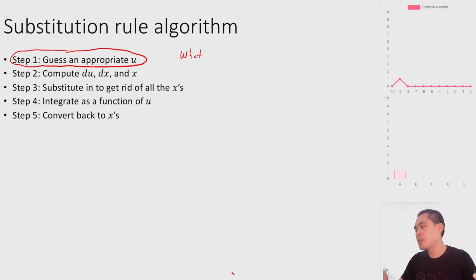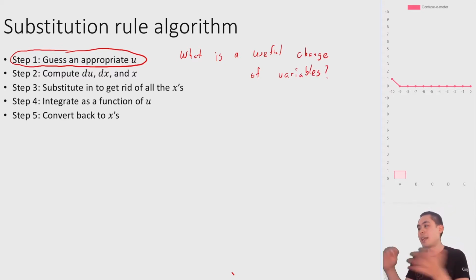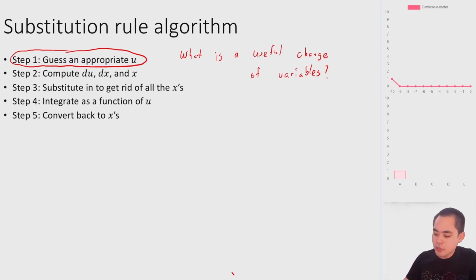The answer is, you don't necessarily know what change of variables is best, but there are a couple heuristics you can use to try to figure out a useful change of variables. They don't always work, and you won't always know whether or not there is a good change of variables, but it is still useful to have a few heuristics. So what is a useful change of variables? By change of variables, I just mean changing from an x variable to some u variable that's a function of the x's.